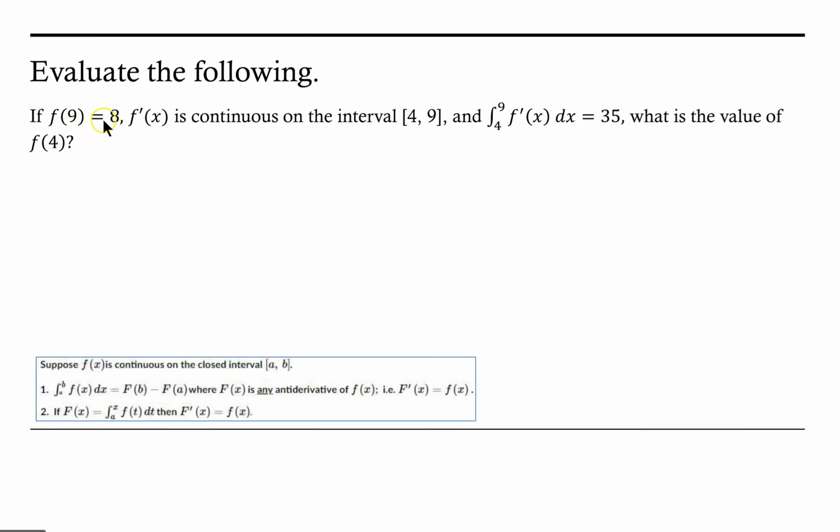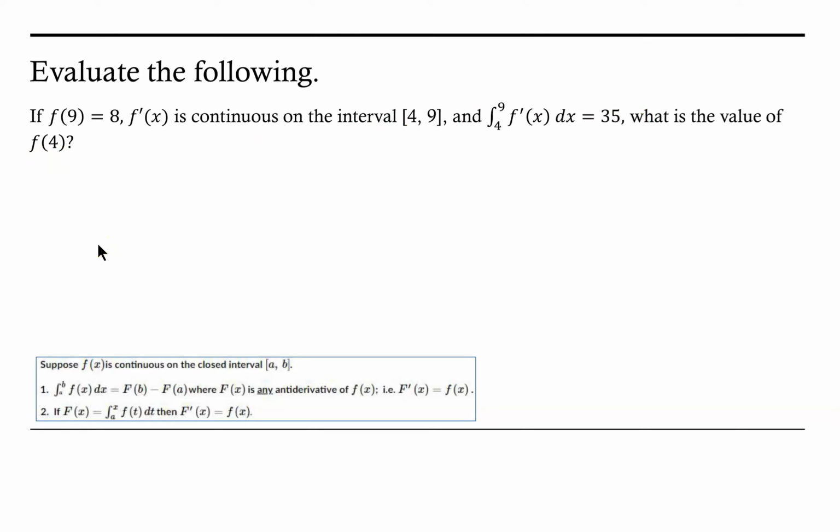Let's take a look at this situation. If f of 9 is equal to 8 and f prime of x is continuous on the interval from 4 to 9 and the definite integral from 4 to 9 of f prime of x dx is equal to 35, what is the value of f of 4?